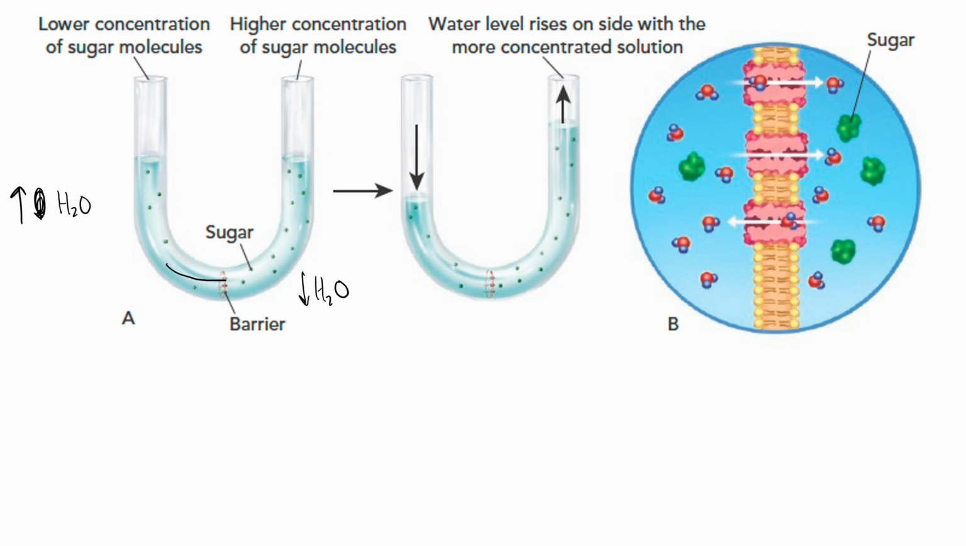So the water can only pass through this barrier, meaning that the water is going to want to try to balance and reach equilibrium, causing the water levels to drop on the left and the water levels to rise on the right. The same thing is occurring when we're talking about our cell membrane. Only the water can pass through, creating this net movement to create equilibrium.